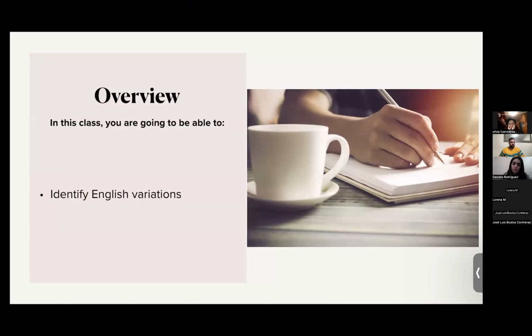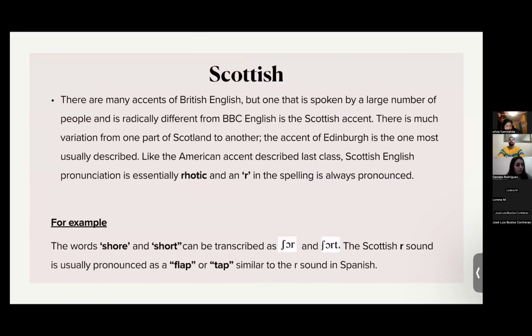So the objective of today is to continue working on the identification of English variations. So in order to begin, we are going to go with the Scottish accent. Most people say that it's very hard to understand because there are some differences between the British and this one. Remember that when we talk about Scottish, we're talking about the UK. I'm not talking about American accent because that's far away from the UK. It's far away from Europe.